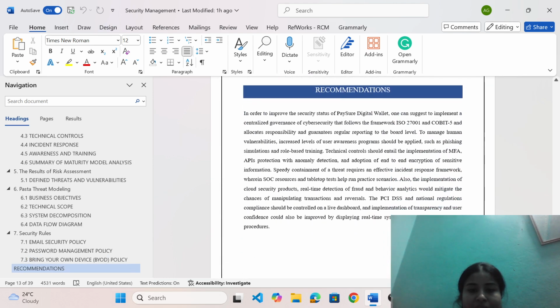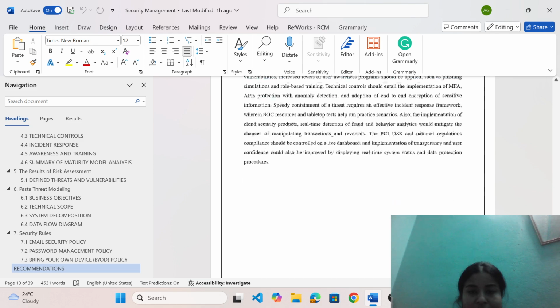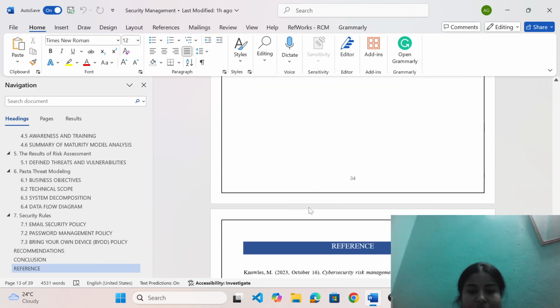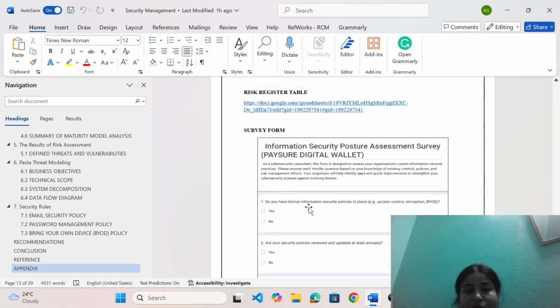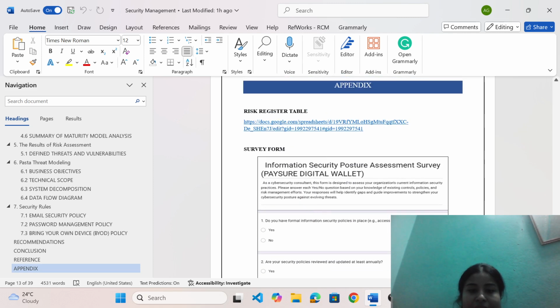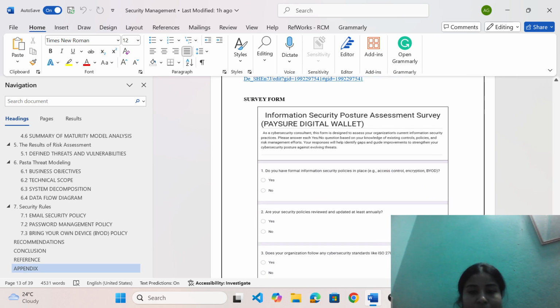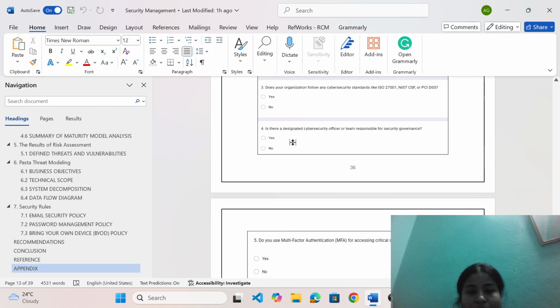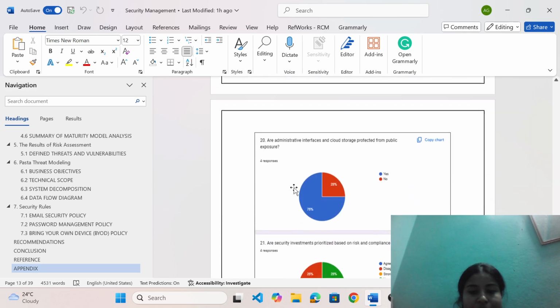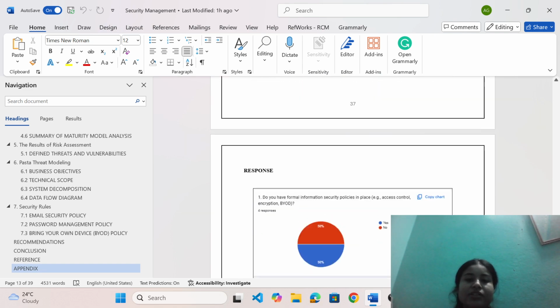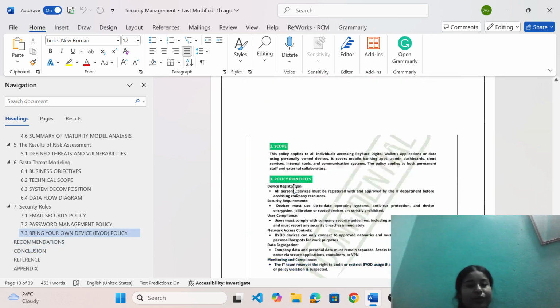You can see here this is the email policy, this is the password management policy I implemented, and this is bring your own device. And last but not least, the recommendations and conclusion. This is all about my cybersecurity management assessment. Before doing the assessment, I created a survey form that I provided to the PAYSURE digital wallet members. So this is the form, and this is the feedback I received. So this was all about my security assessment. Hope you like it. Thank you so much.